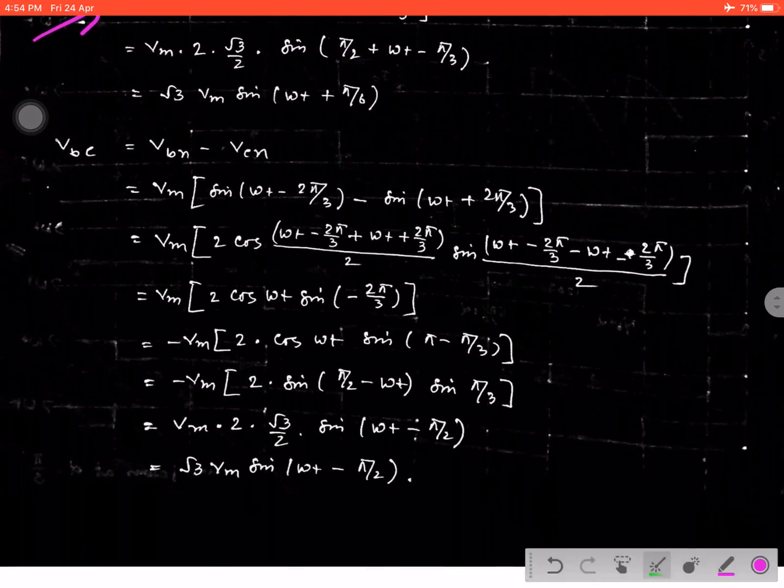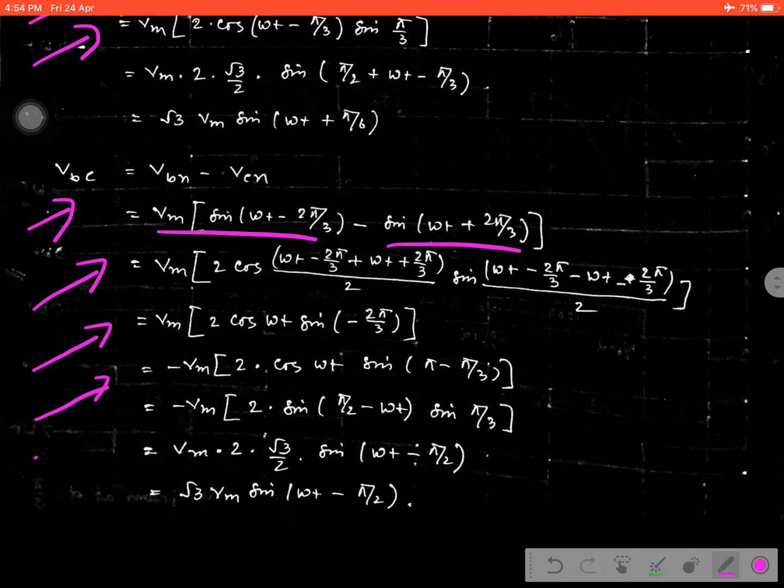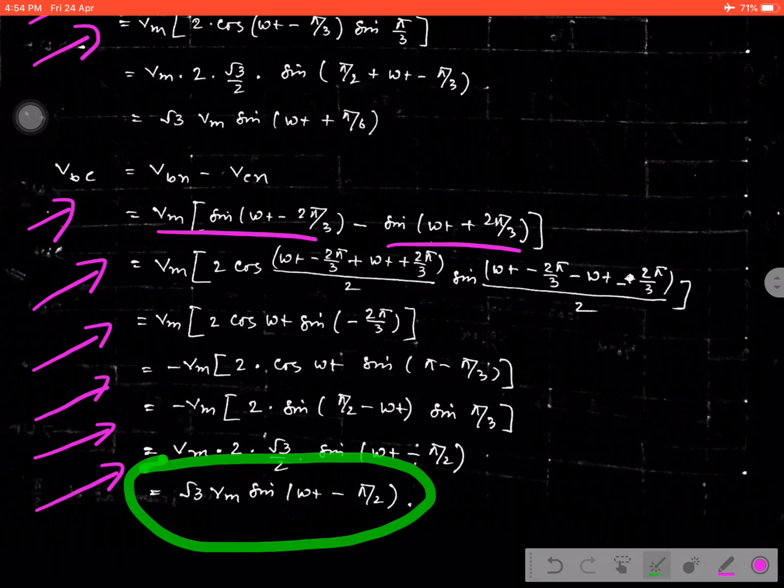Similarly, we can do the next, that is VBC, which is equal to VBN minus VCN. Put the value of VBN from the first equation and VCN here. After simplification, we will get the result in a similar way. So the magnitude of voltage VBC will give you root 3 Vm sine omega t minus pi by 2.